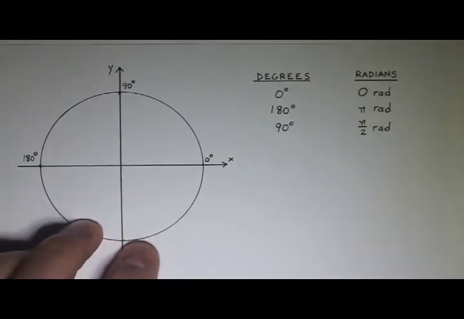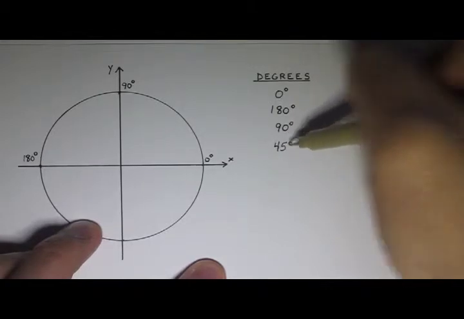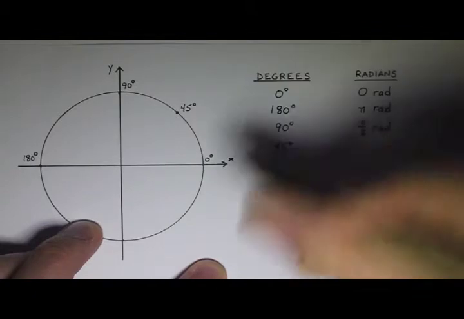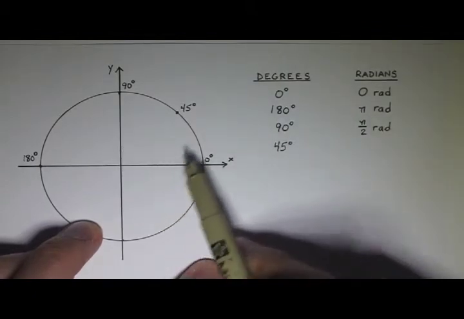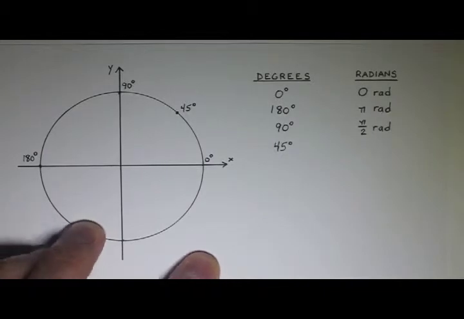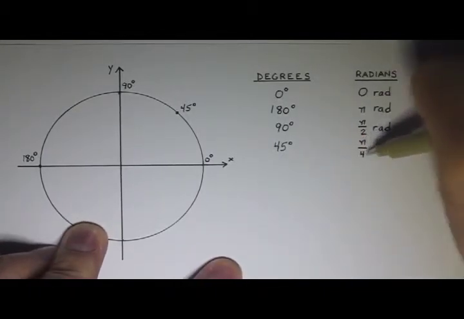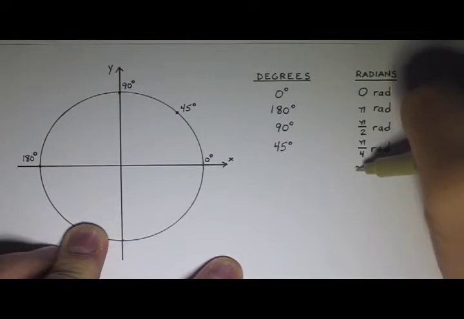So that was 90 degrees. What about 45 degrees? Now 45 degrees is about here, and if 90 degrees was half of pi, 45 degrees looks like it should be 1/4 of pi, and it is. So this is pi over 4 radians.